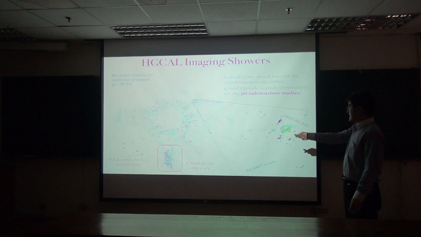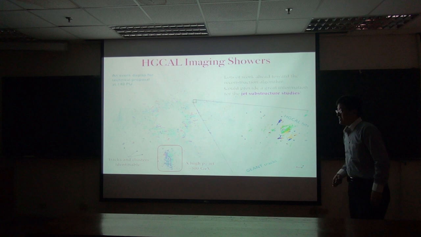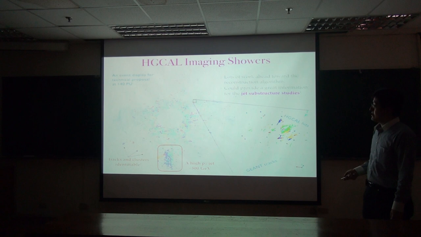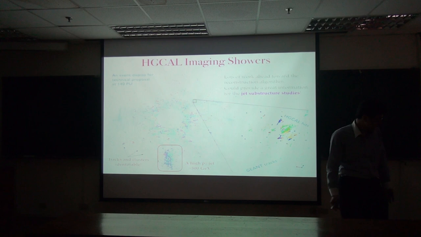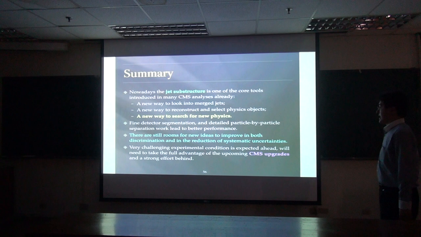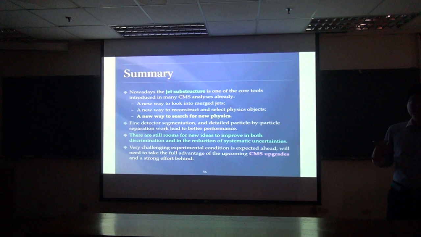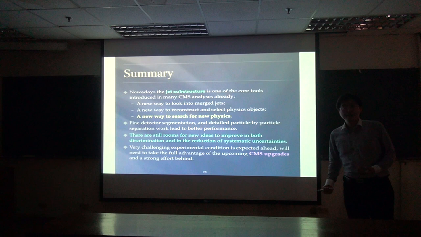There's a jet here, but if you zoom in, you'll see a lot of particles flying here and there. So if we can spend a lot of time and more effort on how to reconstruct particles using HGCAL, using those detailed images, we can get better substructure studies, right? So there's still room to improve. Okay, let me summarize my talk. I don't want to go through the points again, but just say that substructure is a new way to tag the particles, and it's already used for many searches, and there is still room for improvement in the near future. So thank you very much.